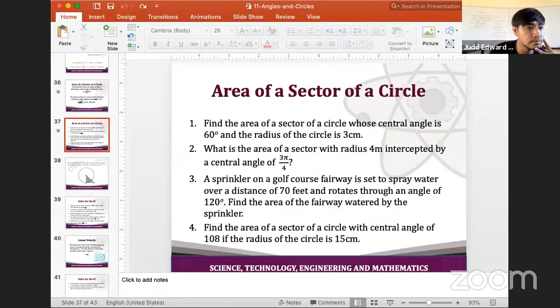6 pi centimeters squared. The answer should be 6 pi meters squared because the measurement is in meters, so that should be in meters squared. Okay, the correct answer is 6 pi meters squared. Did you get the same answer? Nakuha po ba yung answer? 6 pi meters squared? Okay.